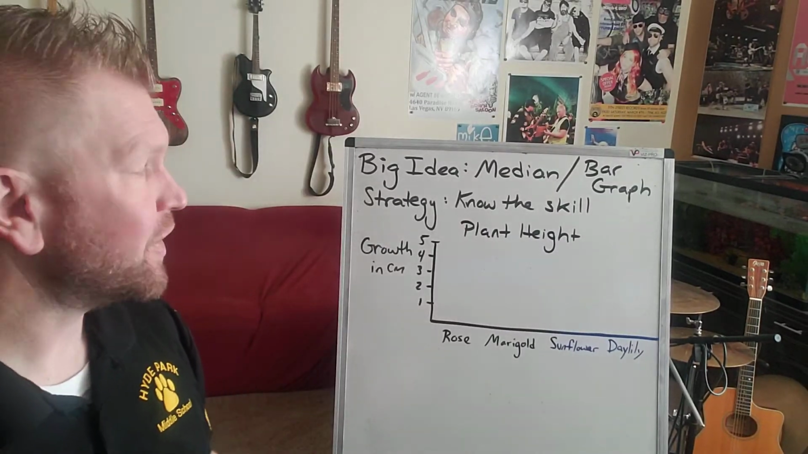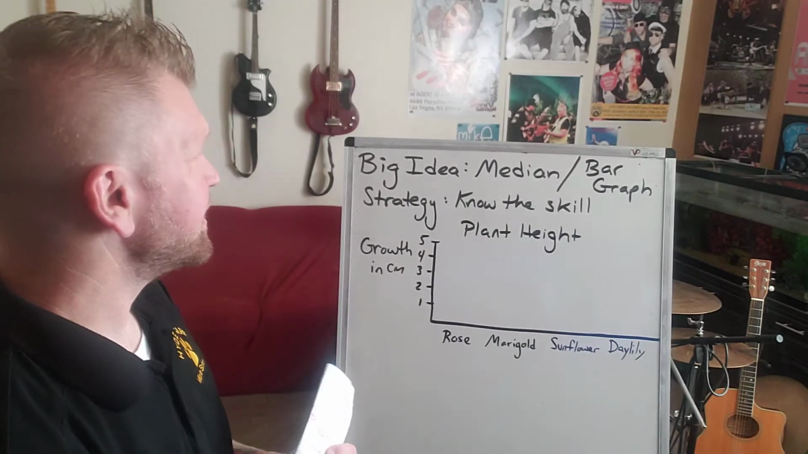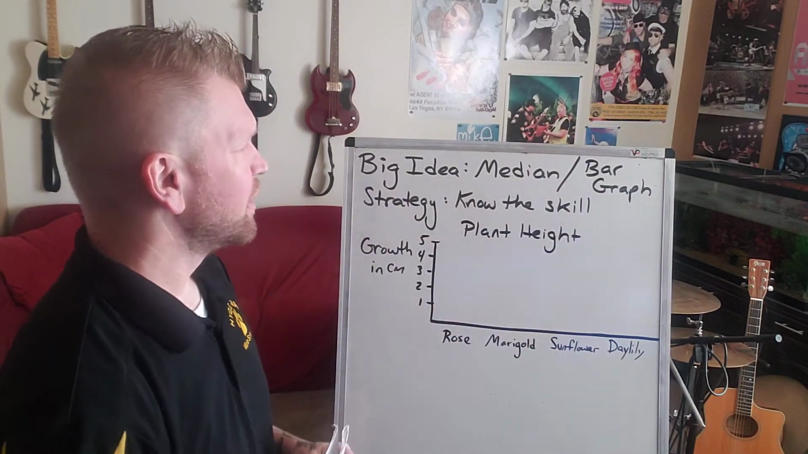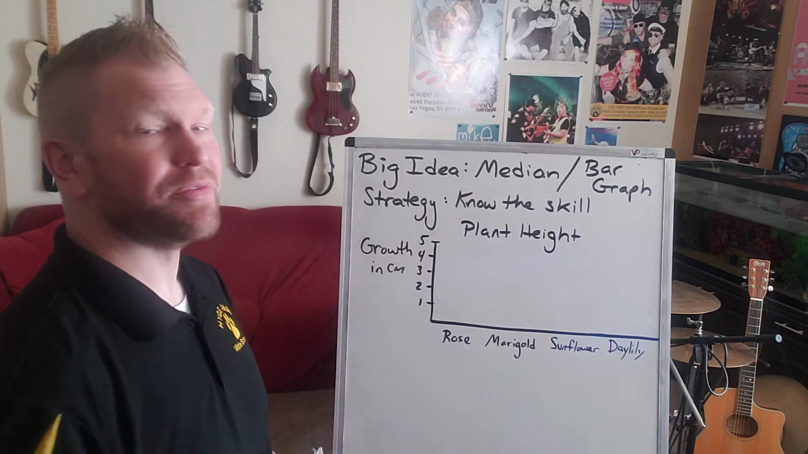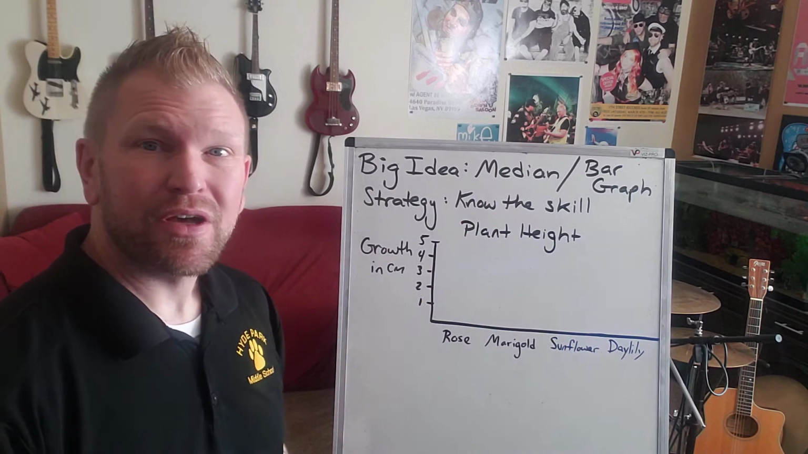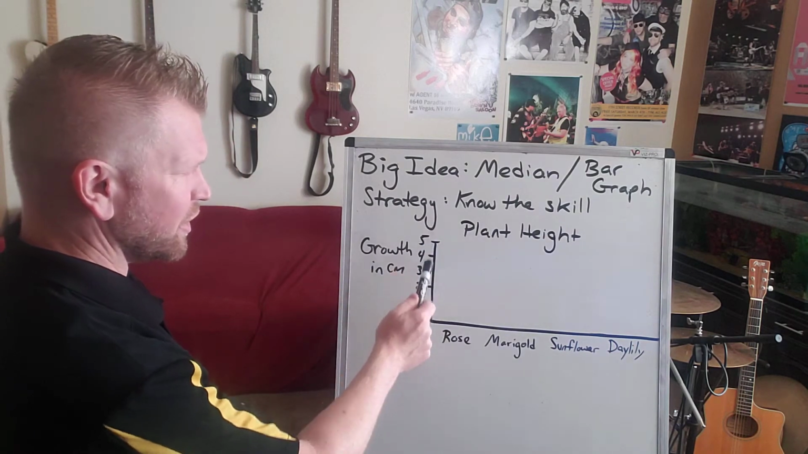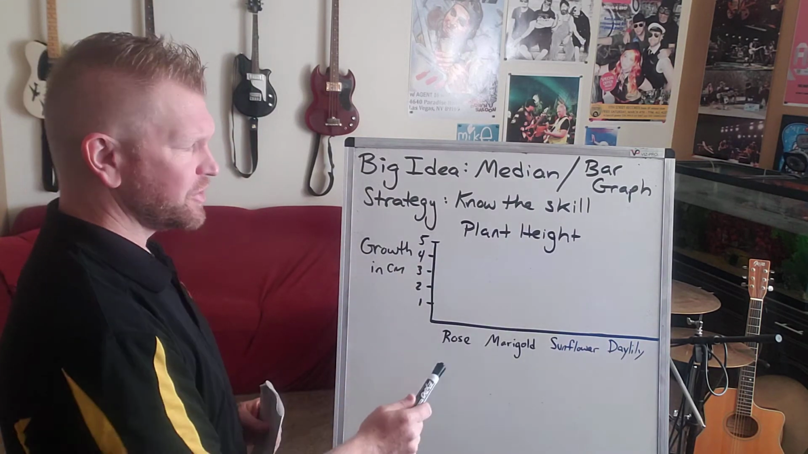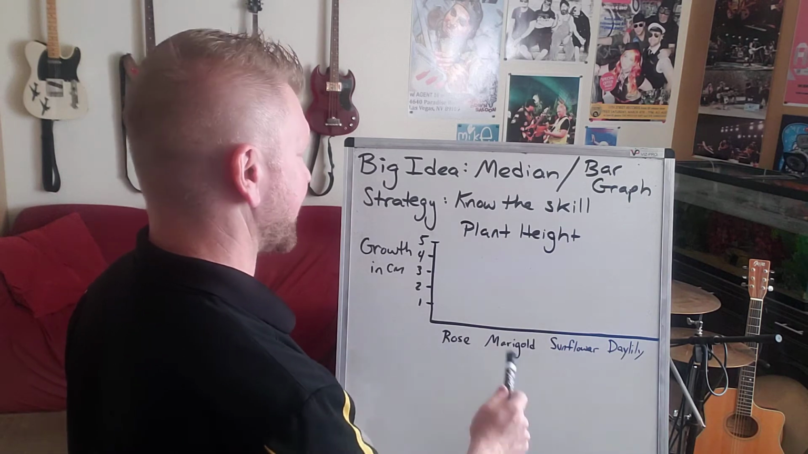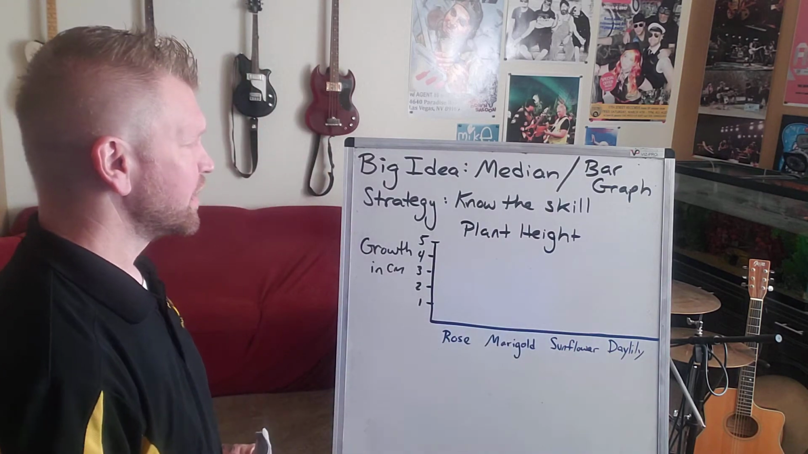For this problem, we're asked to sketch a bar graph. So the big idea is a bar graph and also deriving median from the information in the bar graph. Okay, so we're going to do growth in centimeters along the y-axis, and we'll put the different types of flowers or plants here on the x-axis.